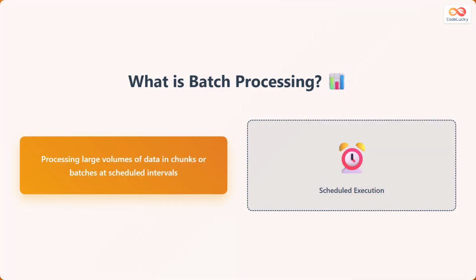First up, let's explore batch processing. Batch processing involves processing large volumes of data in chunks, also known as batches, at scheduled intervals. Think of it like collecting all your letters and sending them out at the end of the day. So, batch processing involves processing data at a particular time. It involves the concept of scheduled execution, which is denoted with a clock emoji on the right.